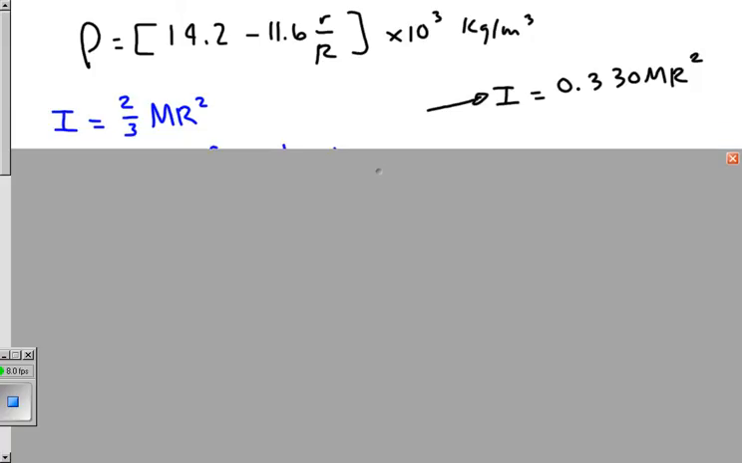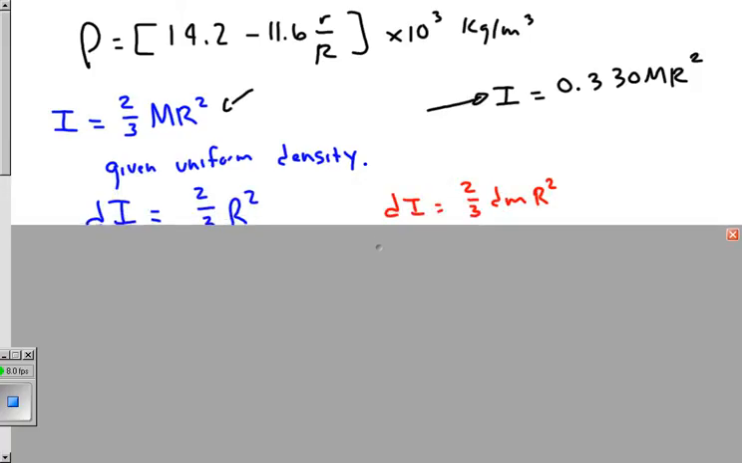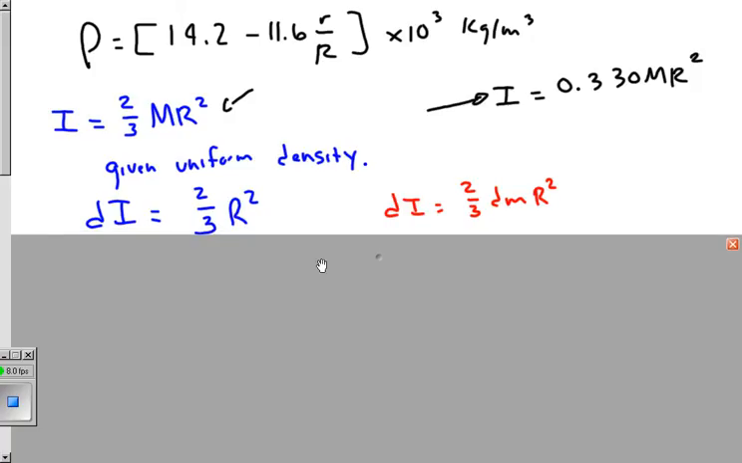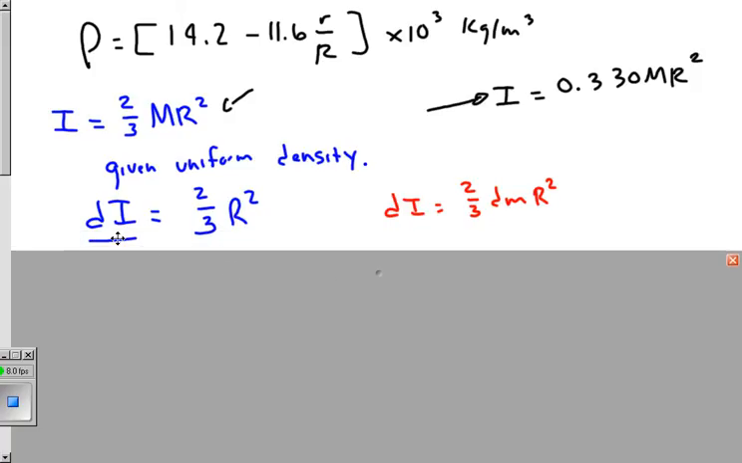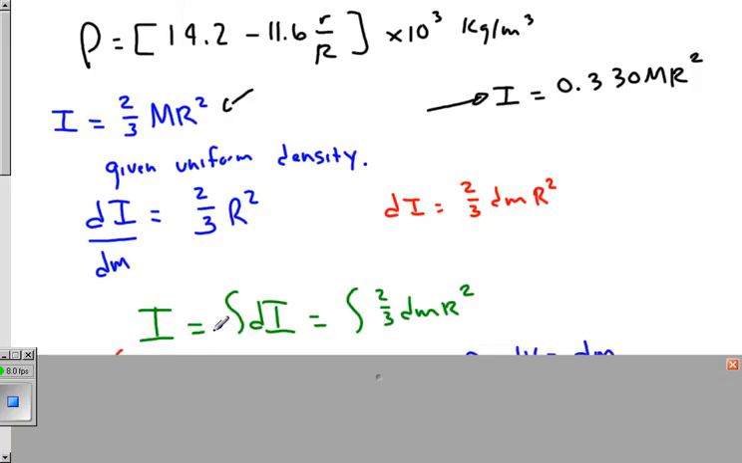We're given the hint that the moment of inertia for the hollow sphere is this right here, 2/3 mr squared, and that's given a uniform density. That's how we proved that originally. So we can see then that if we take the integral of dI's, we find that our total moment of inertia is equal to the integral of all of our miniature moments of inertia. And since dI/dm is equal to 2/3 r squared, when we take the derivative of this with respect to m, we see then that our dI is equal to 2/3 dm r squared.